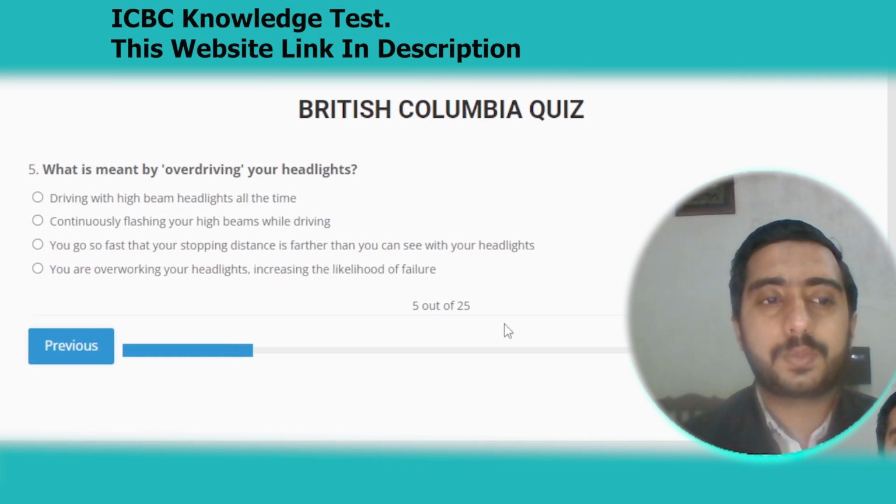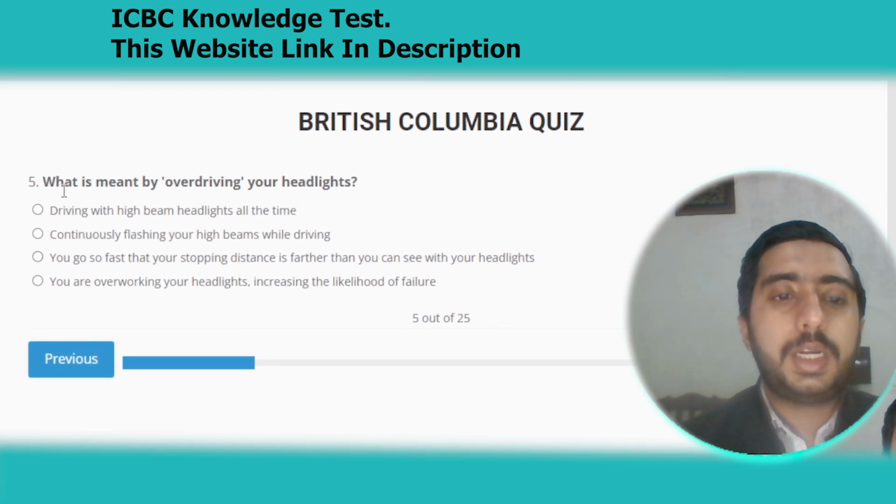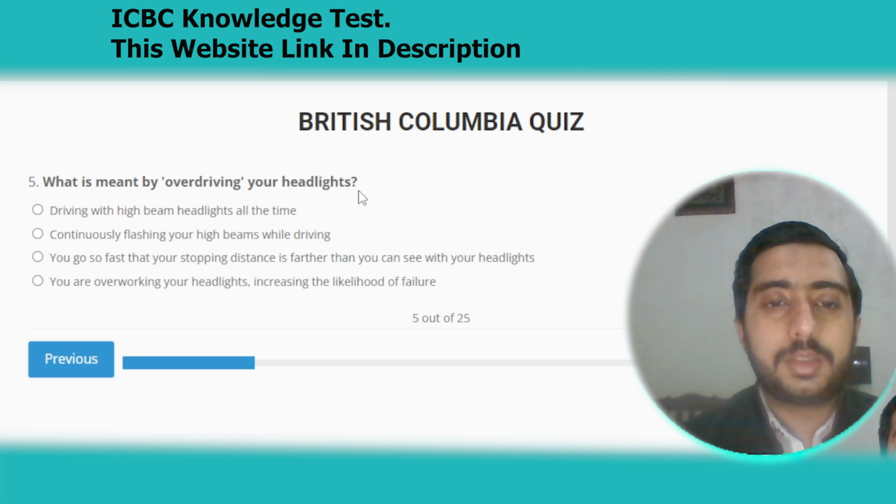Next question. Question number 5. What is meant by overdriving your headlights? The correct answer is option C.